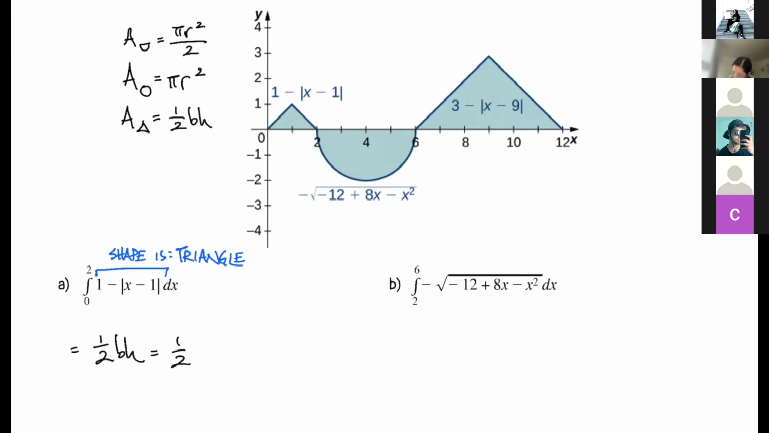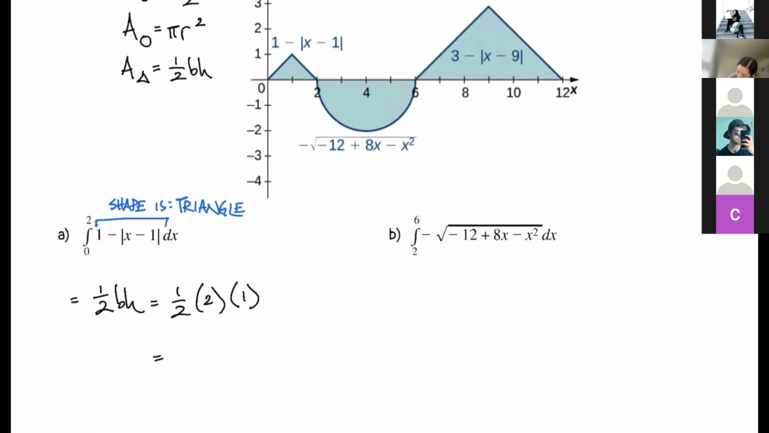And we plug in 1/2. Our base in this case is 2 units long and our height is 1 unit tall. And let's not bother with the multiplication. Let's reduce before we do that. And we end up with a 1 as our answer. Okay. Not so bad, right?